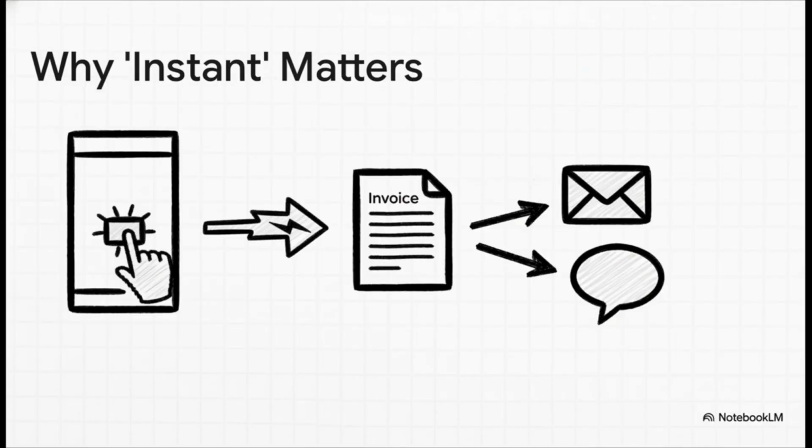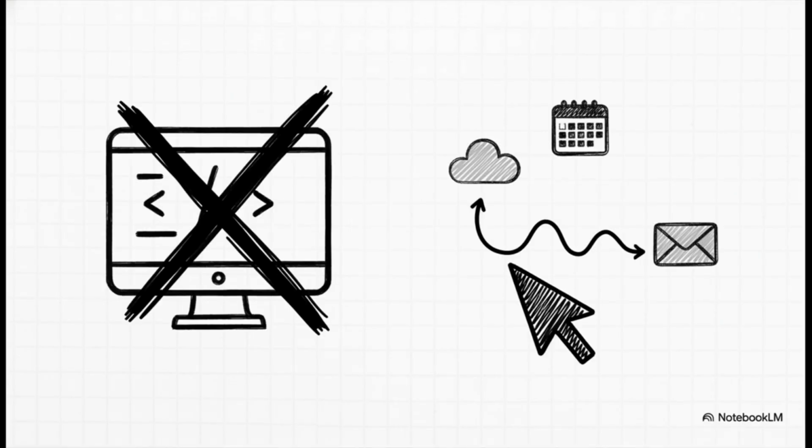And the power of instant is really what turns this from a neat little convenience into a total game changer. It means when you click Generate Invoice, the invoice is created, it's emailed to the client, and a notification is posted in Slack right now, not in 15 minutes. That real-time feedback loop gets rid of errors, it erases delays, and it lets you build some truly dynamic systems.